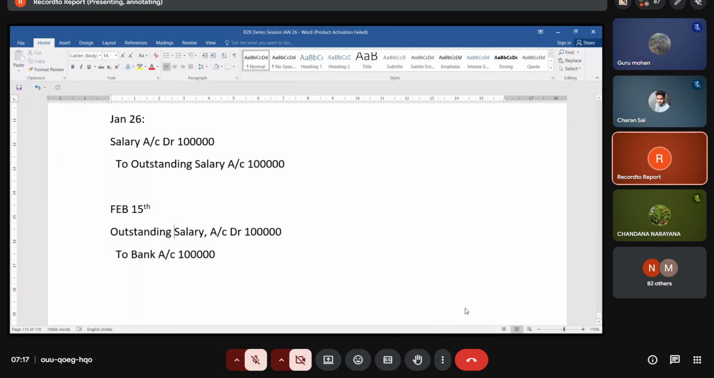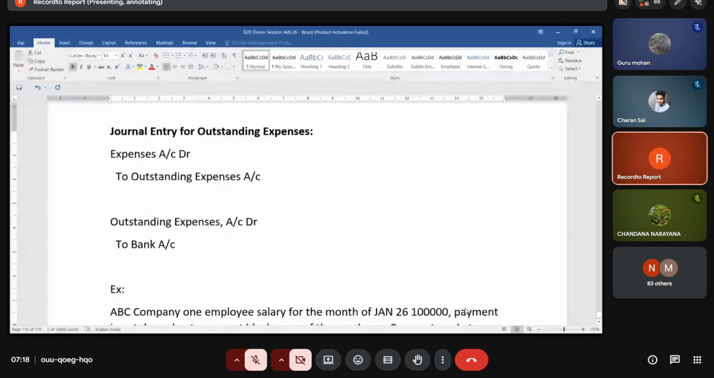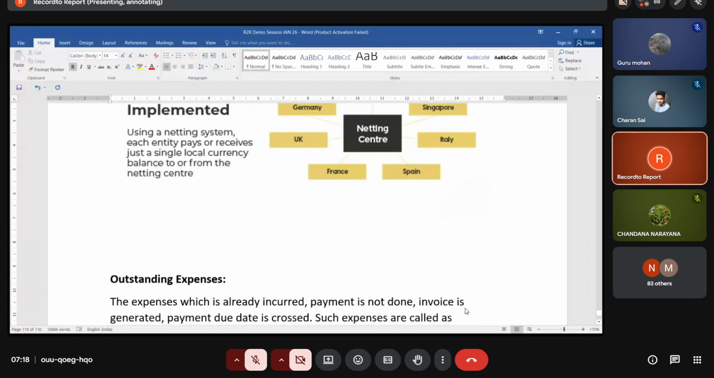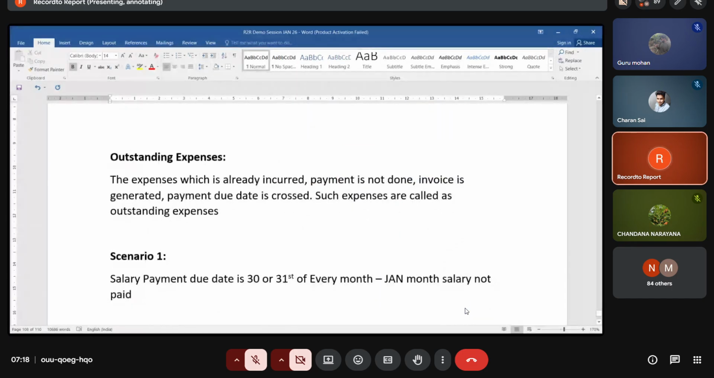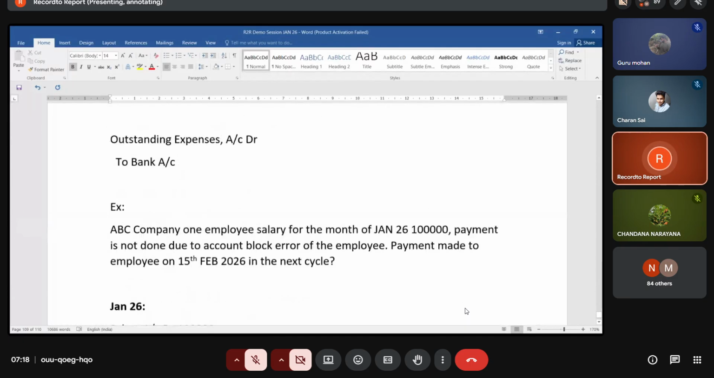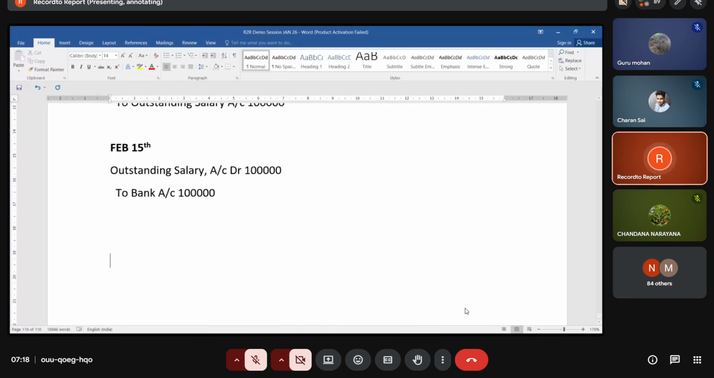Okay, let's understand. Understand, guys? So while making the payment, outstanding salary account is debited to bank account. So this is about the outstanding expenses, guys. So now let's discuss outstanding revenue.